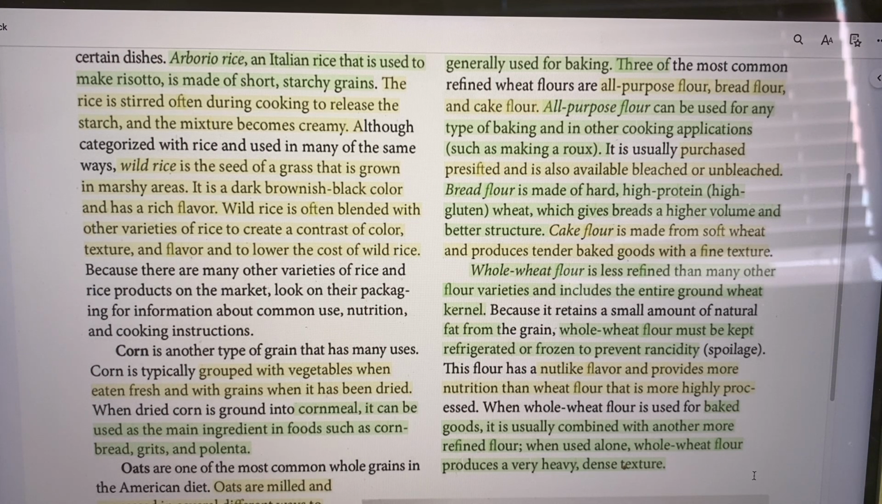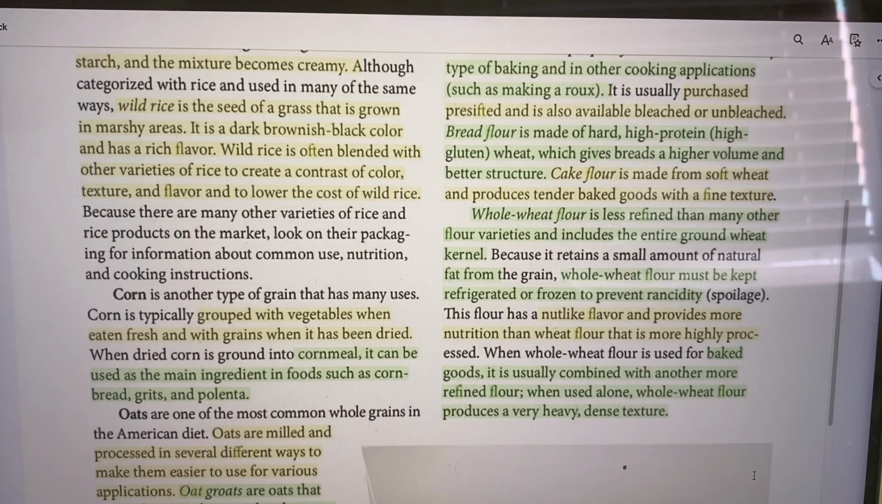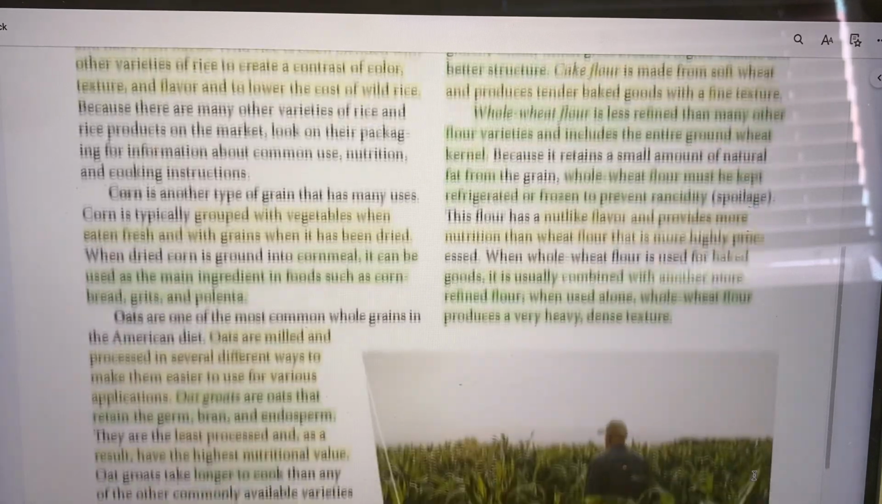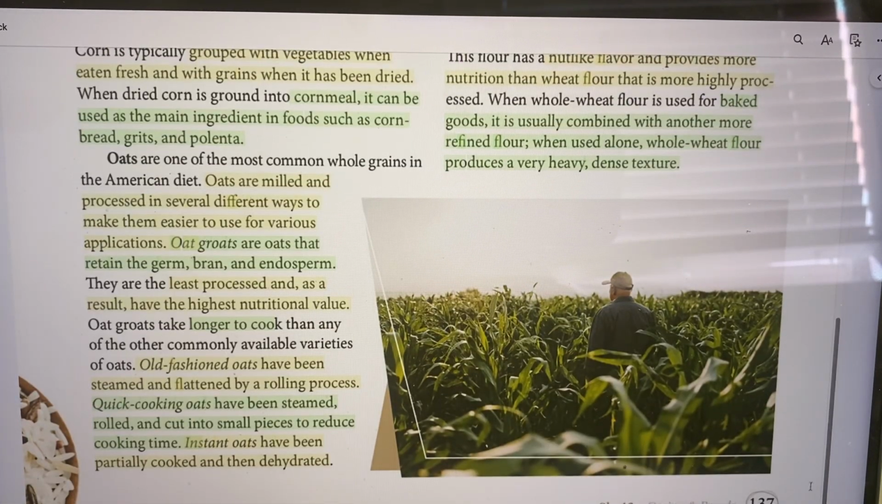When whole wheat flour is used for baked goods, it is usually combined with another more refined flour. When used alone, whole wheat flour produces a very heavy, dense texture. Of course, it has the germ, the bran, and the endosperm, all three. But it becomes very dense and has to be refrigerated. So those are the two things to know with whole wheat flour.